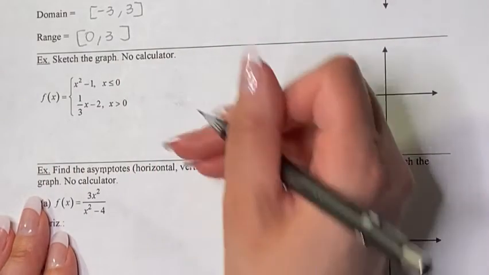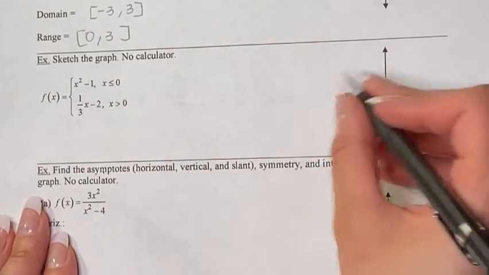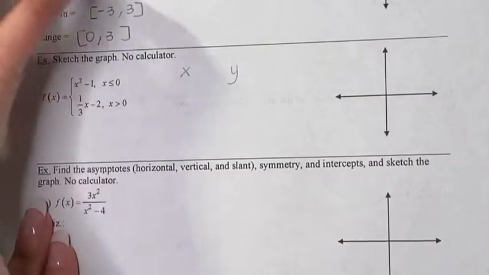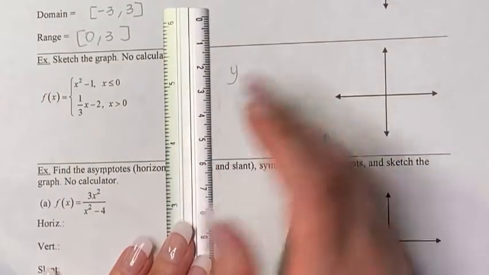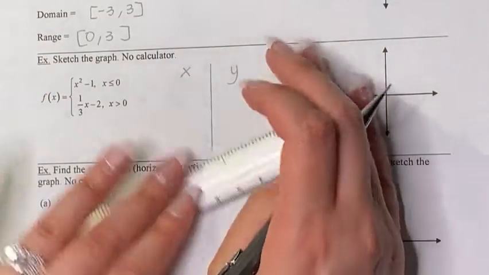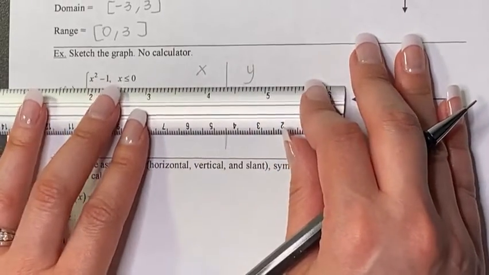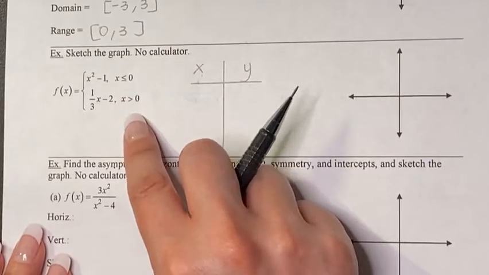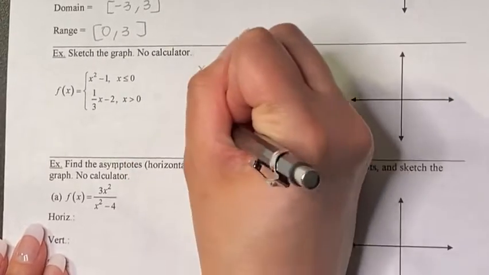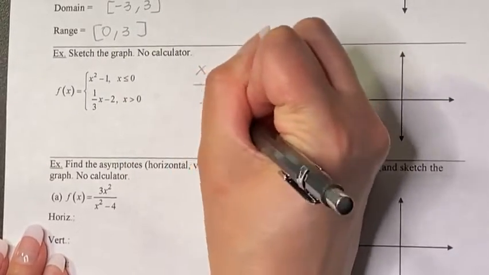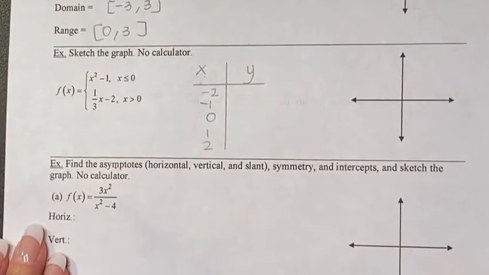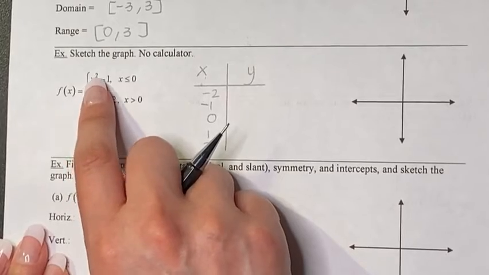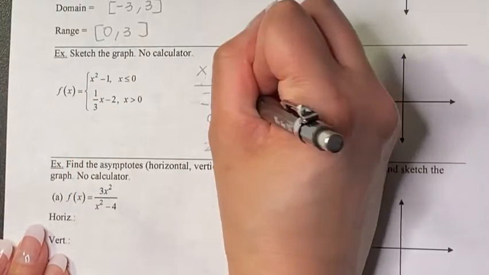For this one, there are several ways of doing the sketch. What I'm going to do here is make a table of values. You might ask, how do I know which values to pick? Well, here's the key. For sure you are going to select the 0. So I would do 0, 1, 2, and then negative 1 and negative 2. So what are you going to do? The negative 2 is less than 0, so negative 2 squared is 4 minus 1. That's going to be a 3.